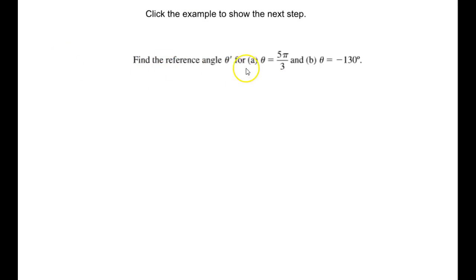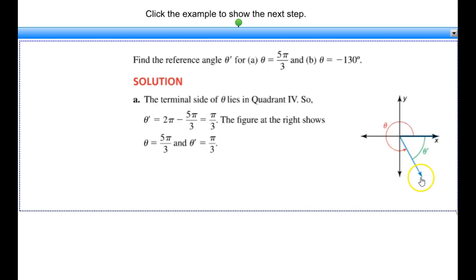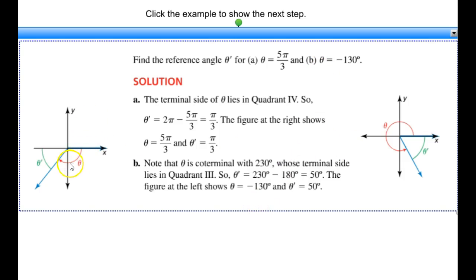Here I'm asked to find the reference angle theta prime for A when theta is 5 pi over 3. First I want to find 5 pi over 3, and I can use the unit circle that I handed out in class. So here's my terminal side. The distance from that back to my x-axis is going to be pi over 3. Now let's look at negative 130. Remember, negative degrees go clockwise, so it is in quadrant 3, and the shortest distance is continuing in the negative direction. My reference angle here is going to be 50 degrees, because that's how I can get back to the x-axis. That's the shortest distance to the x-axis.